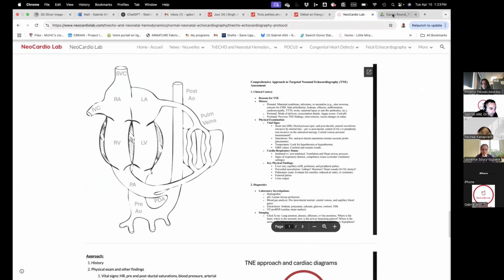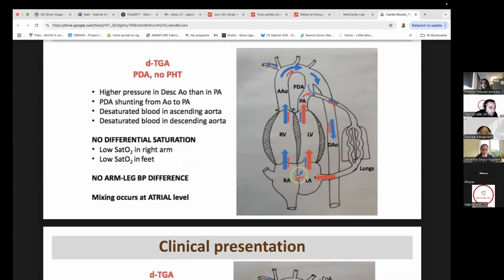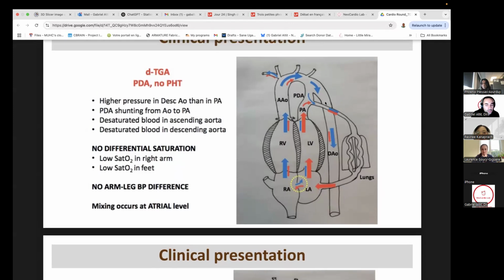Okay, I will go back to here. So why do we put PGE in these patients if the duct is not going to serve to promote oxygenation to the system? What's the reasoning of putting PGE? Why are we putting something to increase pulmonary blood flow when this channel does not allow you for mixing?